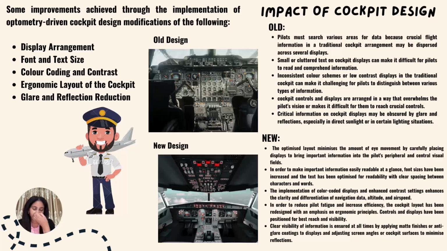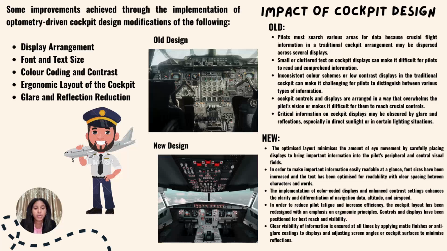Small or cluttered text on cockpit displays can make it difficult for pilots to read and comprehend information. Inconsistent color schemes or low contrast displays in the traditional cockpit can make it challenging for pilots to distinguish between various types of information. Cockpit controls and displays are arranged in a way that overwhelms the pilot's vision or makes it difficult for them to reach crucial controls. Critical information on cockpit displays can be obscured by glare and reflections, especially in direct sunlight or in certain lighting conditions.